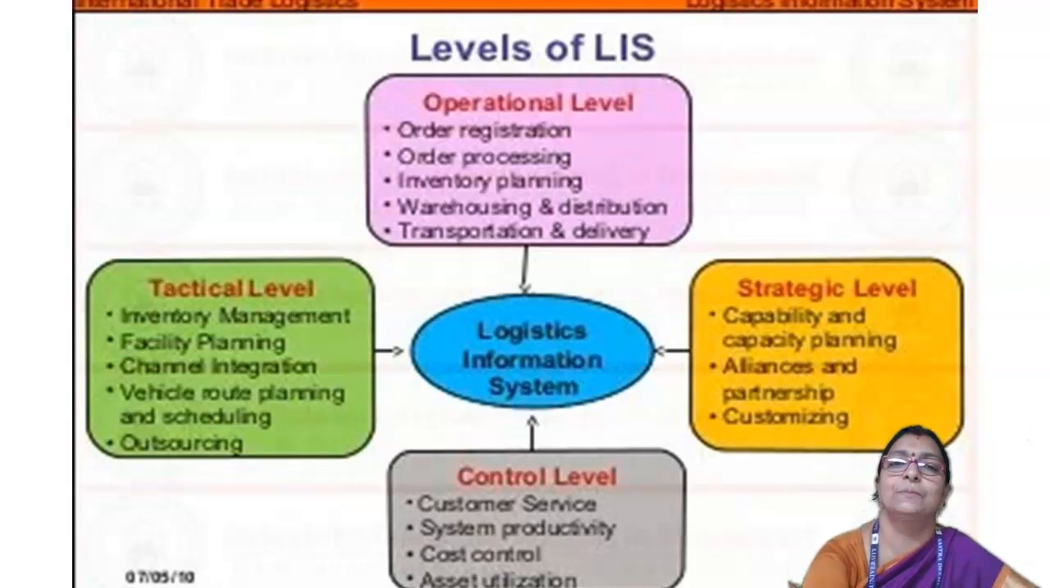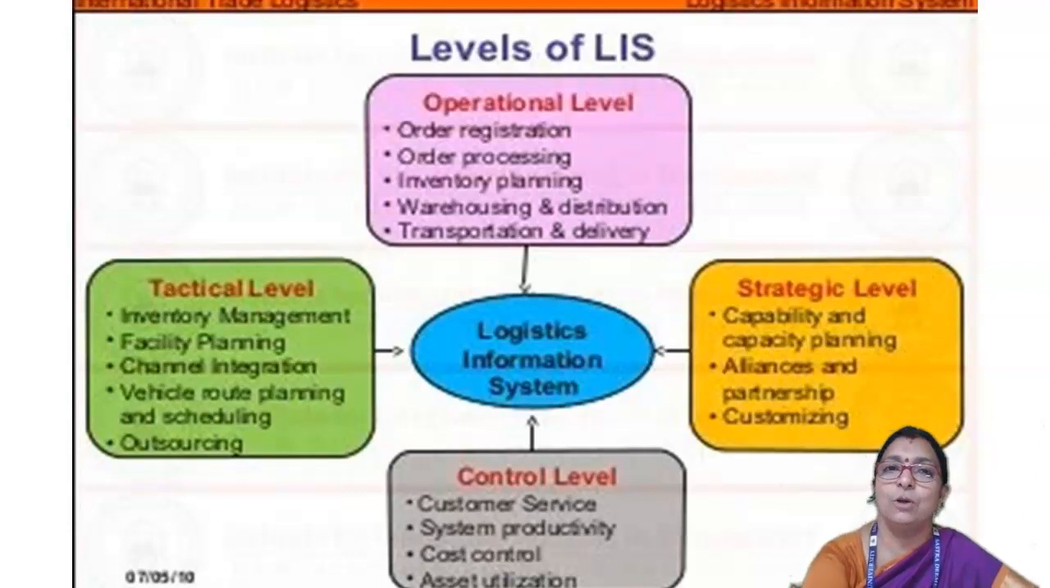Operating level, that is a basic element. Tactical level, that is a middle layer. Strategic level, that is the middle to top layer. Of course, we do have control level at all the 3 levels. So when you start discussing the first level, operating level, this level starts with the receipt of the order from the customer. That is the basic lowest level in the information structure.